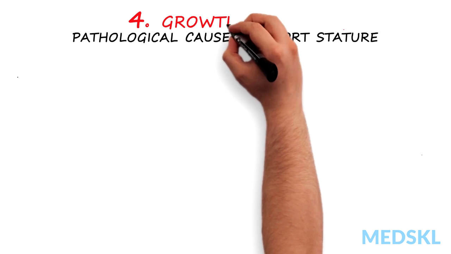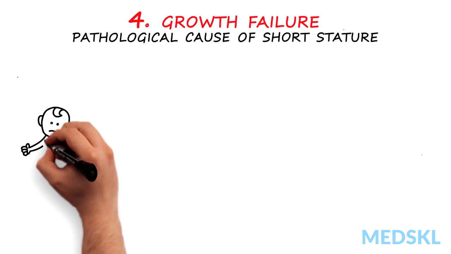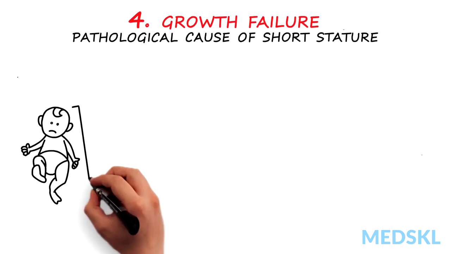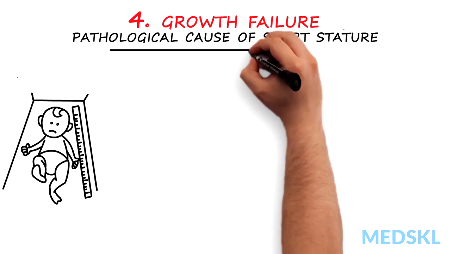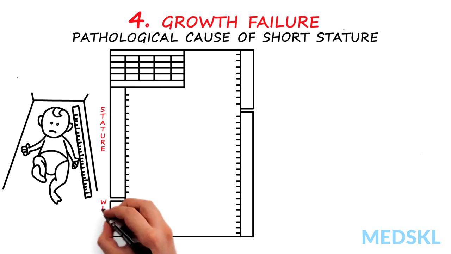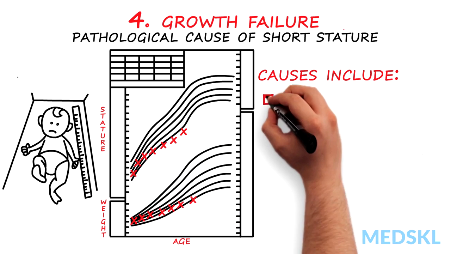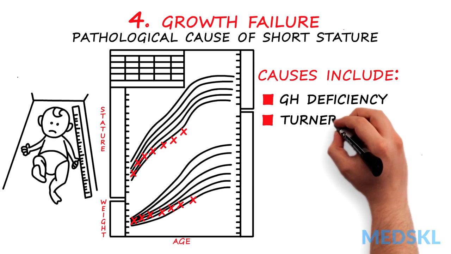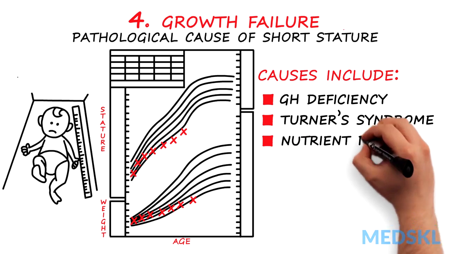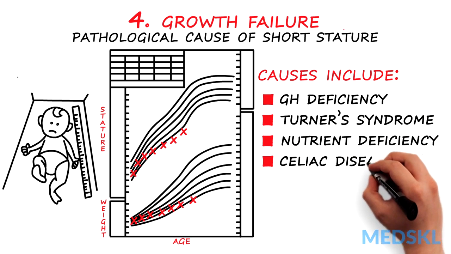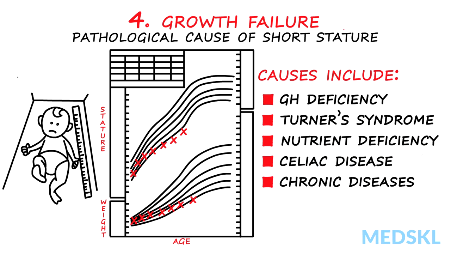The fourth pattern shows growth failure, or postnatal onset of pathologic short stature. This child's short stature is pathologic due to the crossing of percentile curves. Causes of growth failure include growth hormone deficiency, Turner syndrome, nutrient deficiency, celiac disease, or the effects of chronic diseases such as cystic fibrosis.